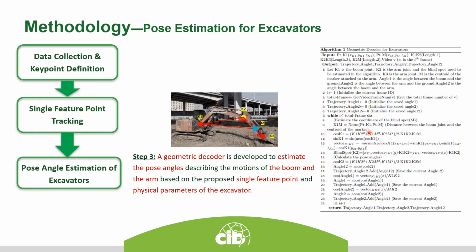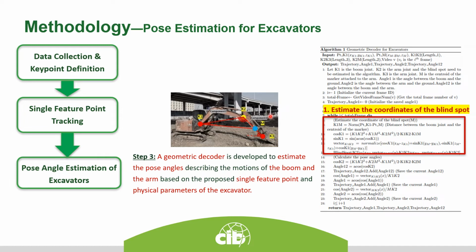Here we show the geometric decoder for the excavator. It has two parts. In the first part, we estimate the coordinates of the blind support points like K2, and then we calculate the pose angles based on the pose triangles here, like this. So far, we can compute the trajectory of each pose angle of the excavator to describe the motion of the bucket, the arm, and the boom directly.